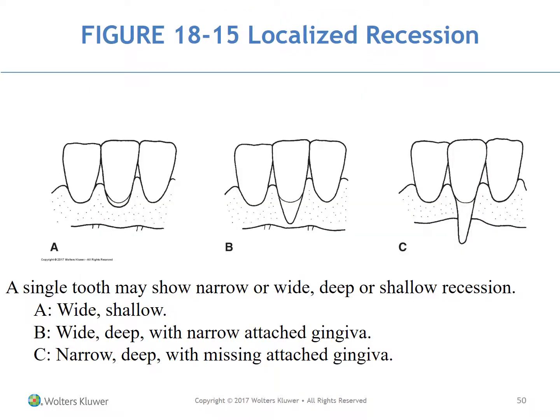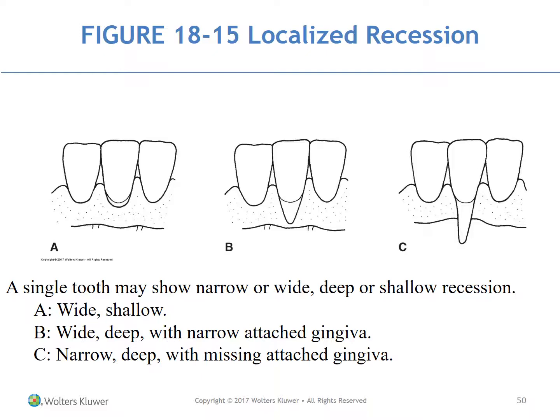All right, then we have localized recession, which is a single tooth and may show a narrow, wide, deep, or shallow recession. So A is wide and shallow, meaning it's all on the facial surface, but it's maybe only a millimeter, okay? And then we have B, which is wide because it's going across pretty much that whole facial surface.